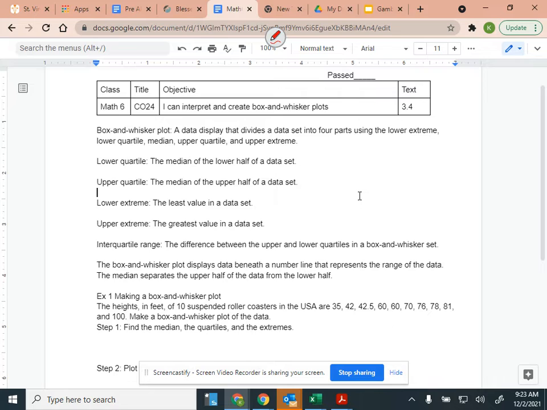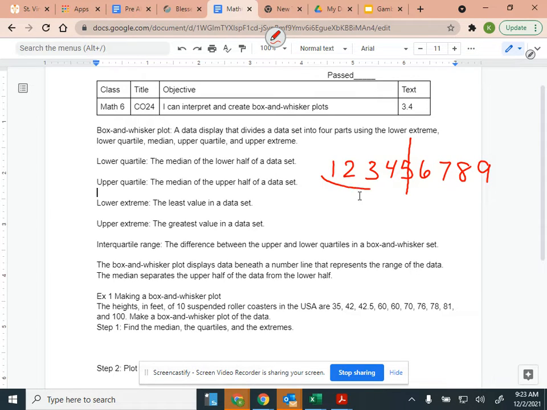So if we have, I'm just going to do this. So if we have, let's just say that's our data set. We're going to look at the median of the data set, which would be the 5. That's right in the middle. Median means middle. So our middle is the middle of all of our data. So now the lower quartile is the median of the lower half.